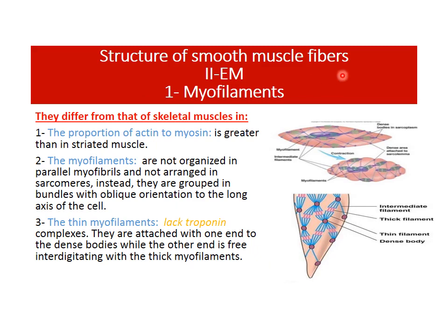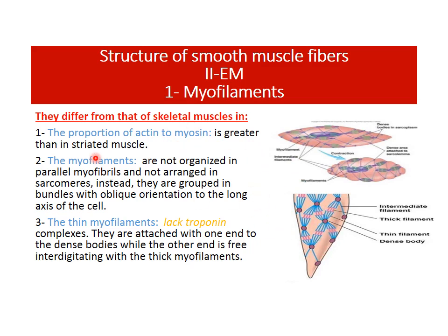Structure of smooth muscle fiber by electron microscope. 1. Myofilaments. They differ from those of skeletal muscle in: 1. The proportion of actin to myosin. Actin is blue in color, myosin is brown in color. The proportion of actin to myosin is greater than in striated muscles.